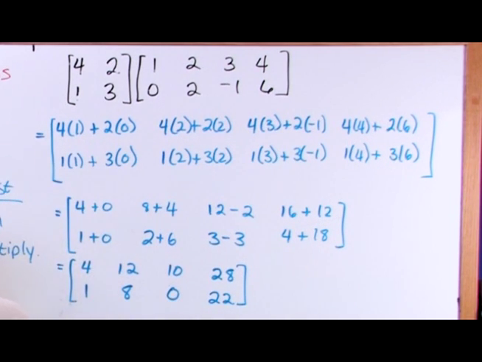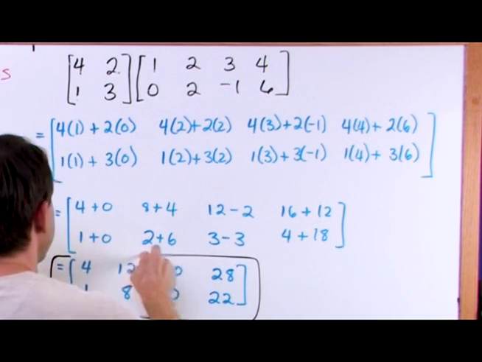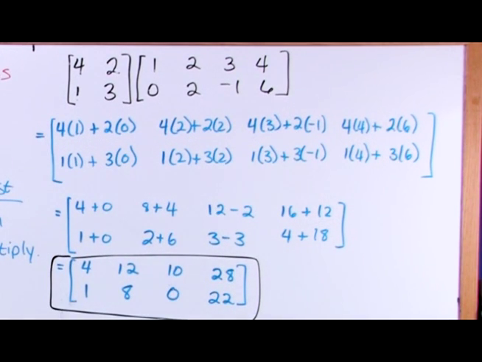And this, ladies and gentlemen, is your first matrix multiplication right here. This is the answer. And notice we got a matrix back. This process yields a matrix. A matrix times a matrix yields a matrix. 4, 12, 10, 28, 1, 8, 0, 22.